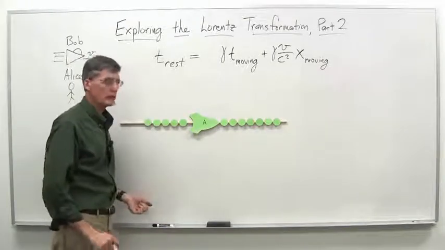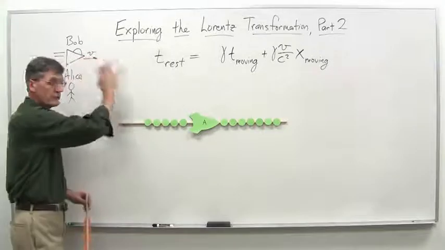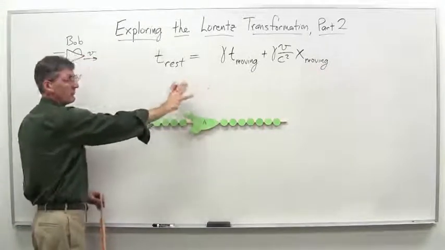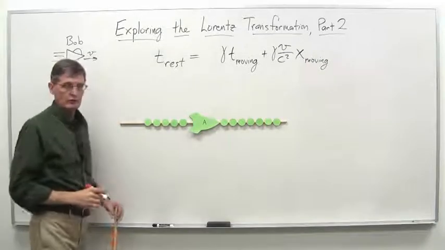In part 3, we're going to look at the case where, what about from Bob's perspective, looking at Alice, or in general, what if we have some frame of reference moving to the left instead of to the right?